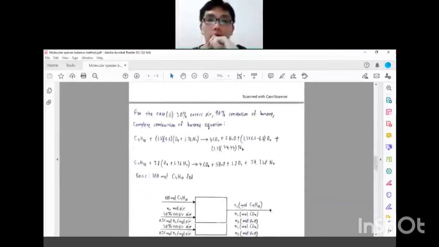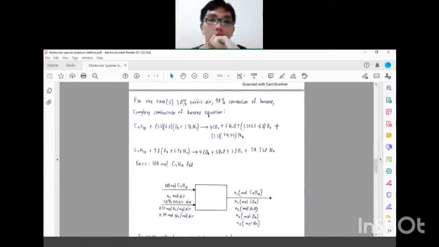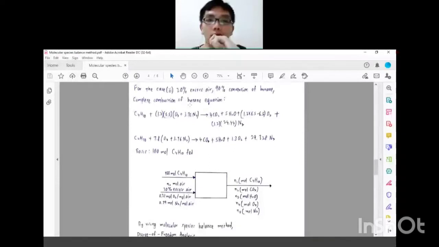In this case 2, 20% excess air, 90% conversion of butane, we use the complete combustion of butane equation as written here. C4H10 plus 1.2 (the excess factor is added to the oxygen) times 6.5 (O2 plus 3.76 N2), and then produces 4 moles of carbon dioxide and 5 moles of water.